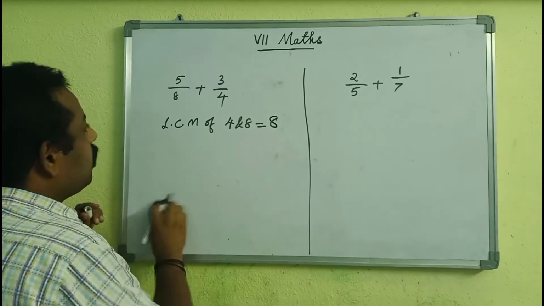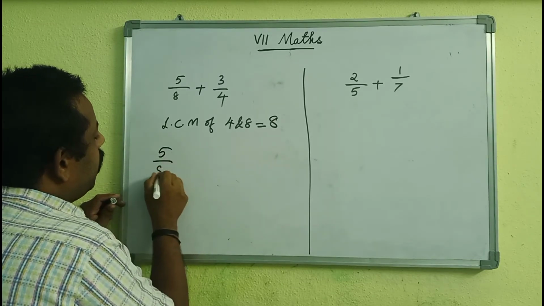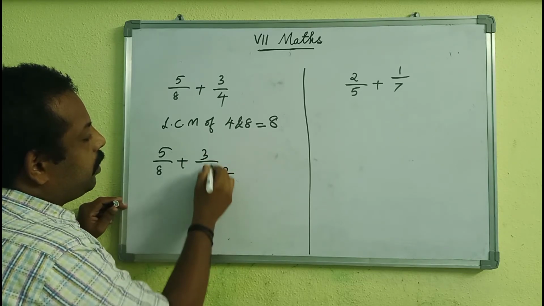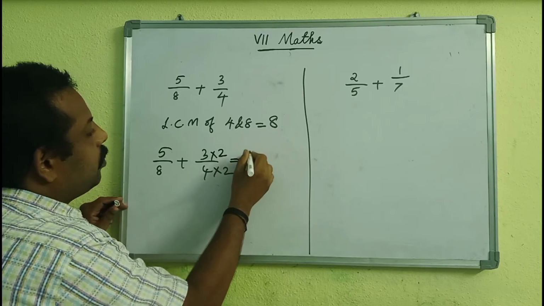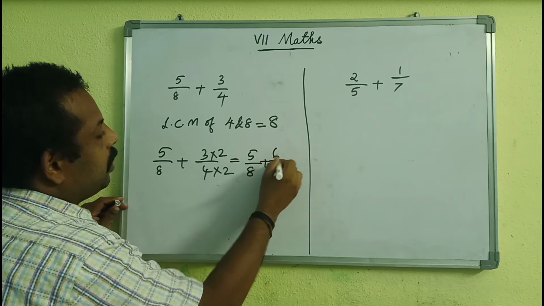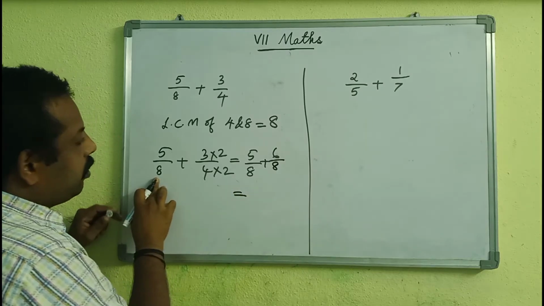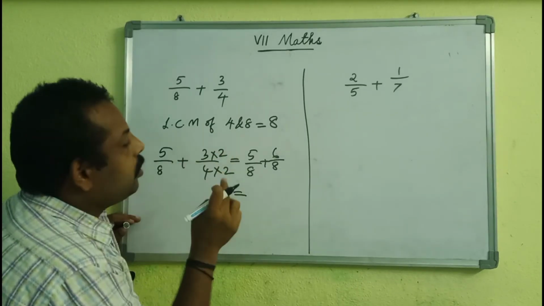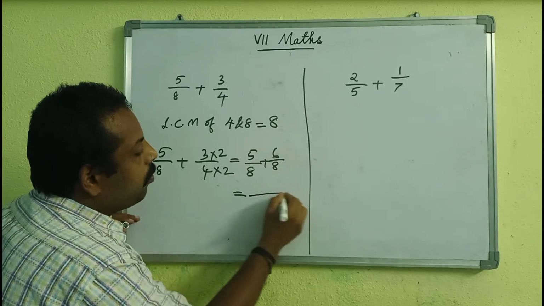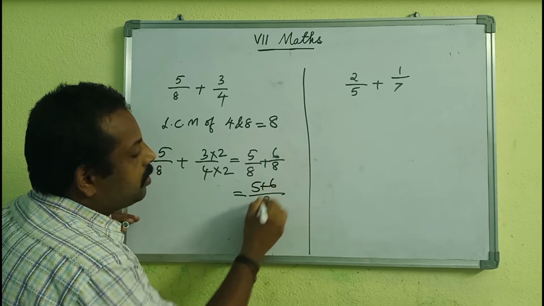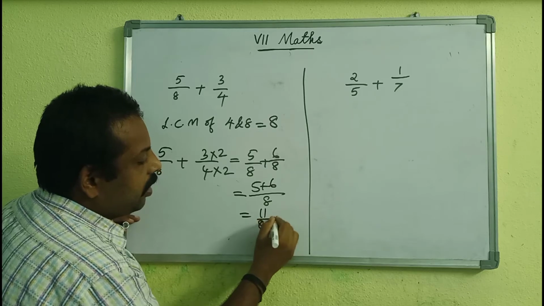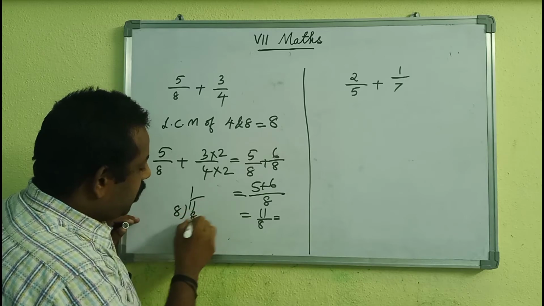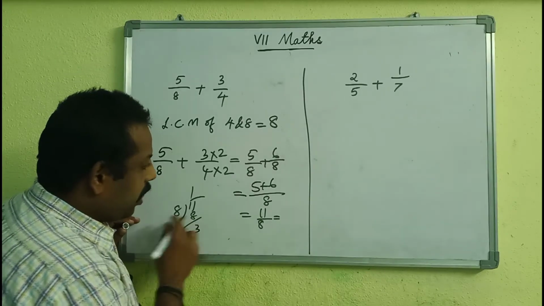Now what will you do? Our denominator should be 8. Already we have 8 here. 4 should be multiplied by 2, so the 3 also should be multiplied by 2. We have 5 by 8 plus 6 by 8. Why? See, when we multiply by 2, you get 8. The same 2 should be multiplied to the numerator as well. So, common denominator 8. 5 plus 6 by 8, we have 11 by 8. You can convert it into a mixed fraction simply by dividing. 8 ones are 8, remainder 3. 1, 3 by 8.